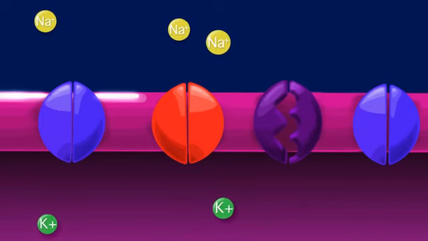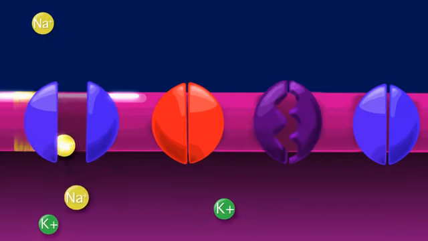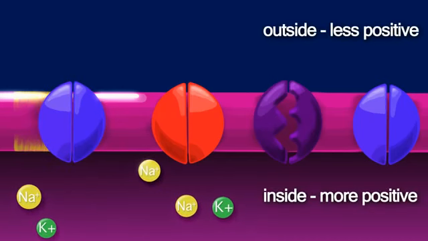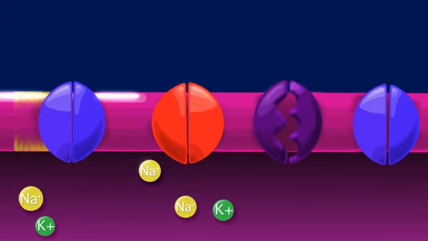When a stimulus is received by the neuron, the sodium gates open and sodium rushes into the cell. The neuron is now depolarized, meaning the inside of the cell is now more positive than the outside. The voltage of the cell when it is depolarized is around -50 millivolts.